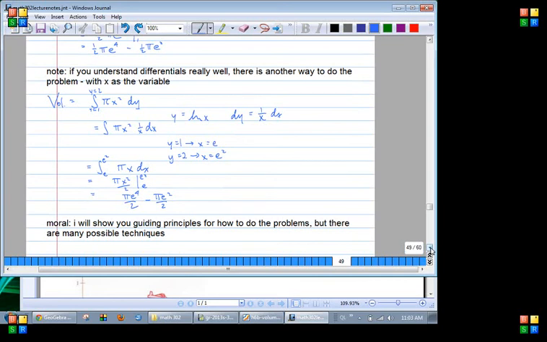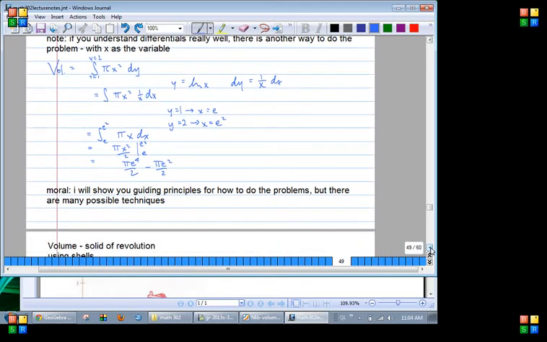So this is a moral that I'm going to say a couple times. I'm going to show you some guiding principles for how to do these problems. But to do each problem, there's usually more than one way to do it. So if you find your favorite way and always try to use that way, that's okay.